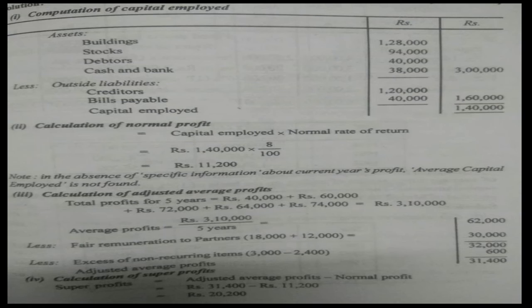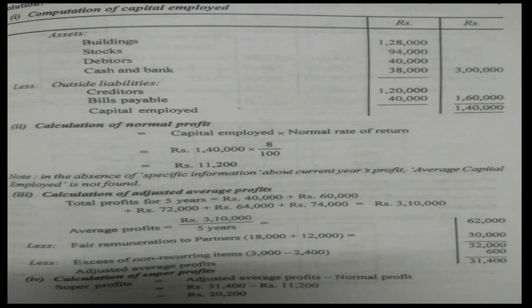See, we have to find here, unlike the past three sums where the average capital employed is given, in this case we have to find the capital employed first of all. The assets and liabilities after revaluation are 1,28,000, 94,000, 40,000 and 38,000 respectively. Then all your assets: stock, debtors and cash. The total asset is 3 lakh. The liabilities, creditors and bills payable, are 120 and 40 respectively. The total is 160. The 3 lakh minus 160 is 140. That is the capital employed.